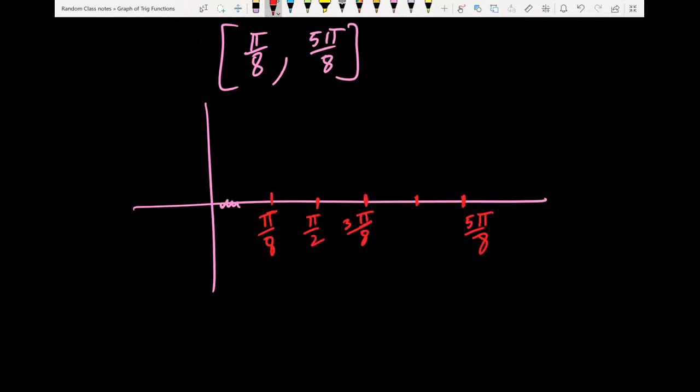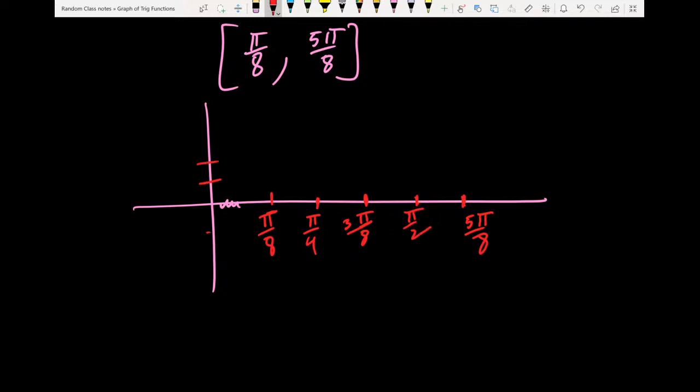Oh. What about this one? Is that correct? Let me make sure. 4 pi over 8. So 4 pi over 16, which is pi over 4. Yeah, there you go. That makes more sense. Well, what about this point over here? That one is pi over 2? Yeah, it is pi over 2. Okay. Good.